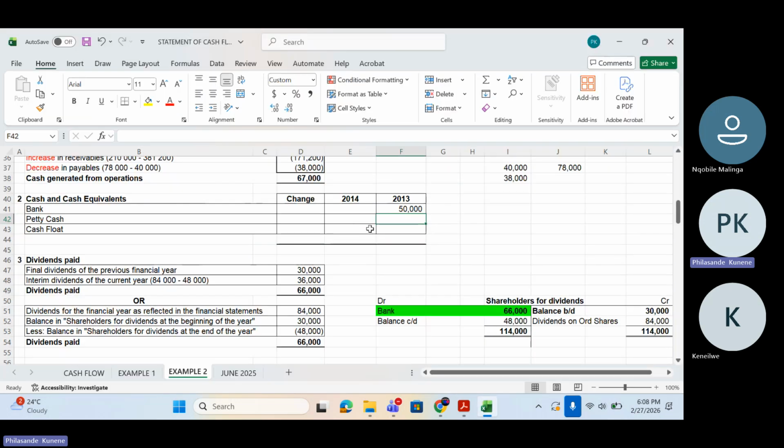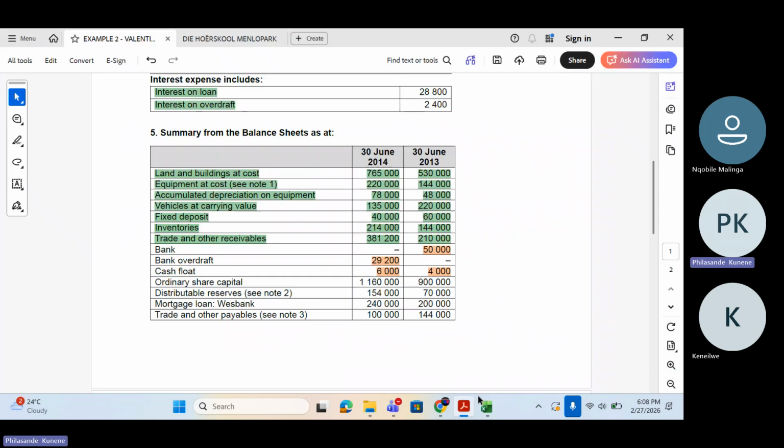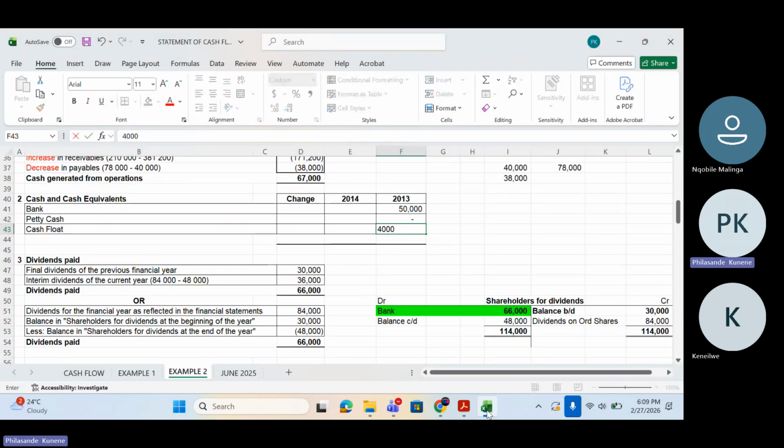So under petty cash, what am I going to have? I'm going to have 0. But how much is our cash float? Looking at the information provided, we have 4,000 rand as cash float. So I'll go and record my 4,000 rand there. And then how much is my total cash and cash equivalents? For the 2013 financial year, that was 54,000, which means that is the opening balance of cash and cash equivalents.